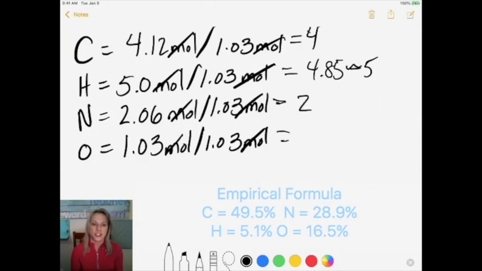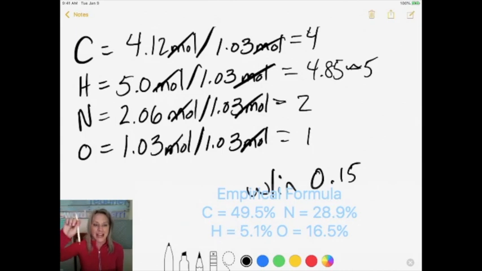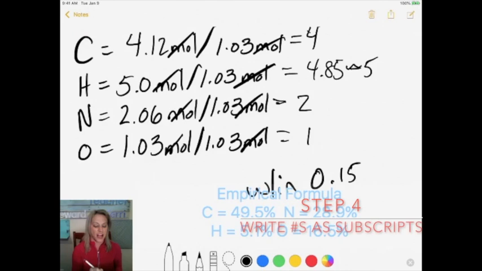So when we're rounding to a whole number, as long as it is within 0.15 of a whole number, we will go ahead and round it either up or down. But if we're within 0.25 or 0.33, then we need to multiply all those numbers to get a whole number. So in this case, we will go ahead and use the formula as C4H5N2O1. This is the lowest whole number ratio we can get, and this is what we call the empirical formula.